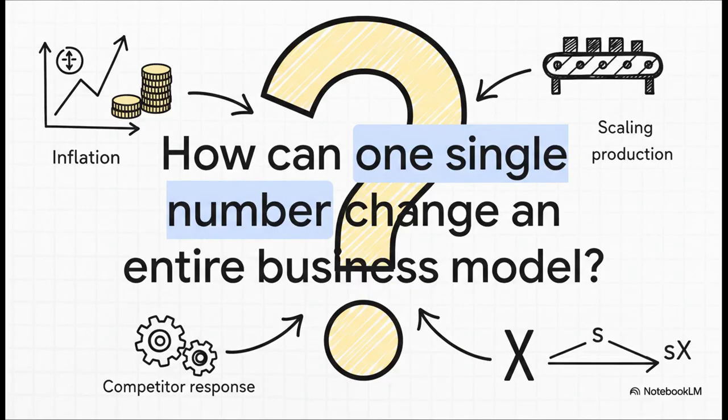So, let's start with a strategic question that every single one of you, as future business leaders, must consider. How can one single number, just one, change an entire business model? I mean, think about that for a second. A single decision to raise prices, to cut a budget, or to increase production can ripple through an entire organization. And today, we're going to unpack the mathematical tool that lets you control those ripples.